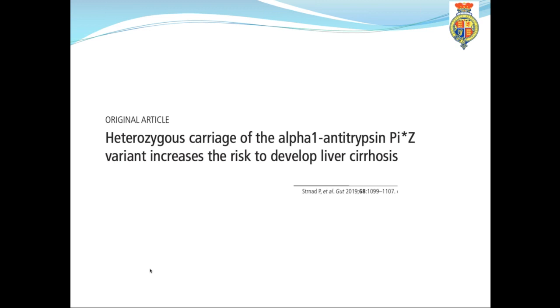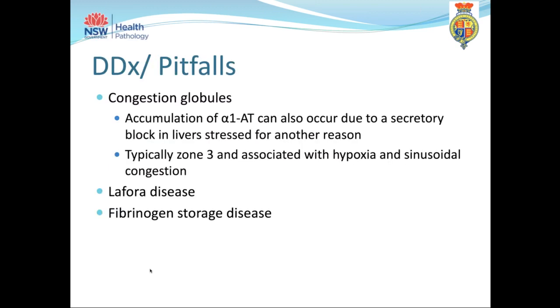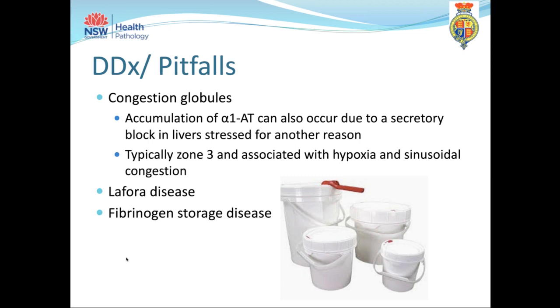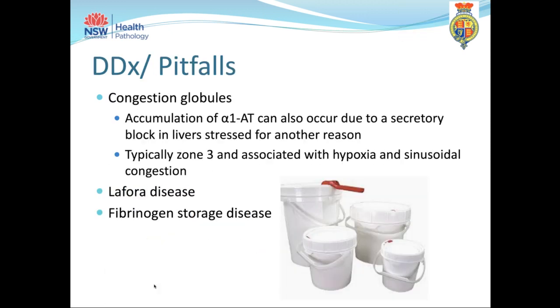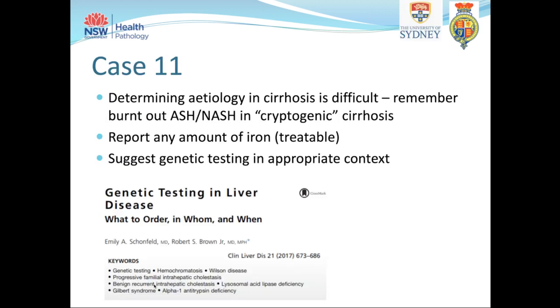And it has been well described in the literature that even a heterozygous state does increase the risk of developing liver cirrhosis. Couple of pitfalls: you can get accumulation of alpha-1 antitrypsin due to secretory block, but these are typically zone 3. And of course, these two entities which remain on my pathology bucket list. So these last two cases are very quick, and I will be keeping to time.